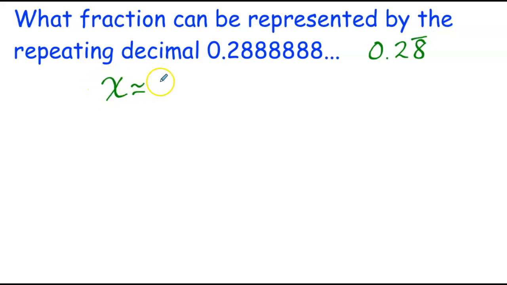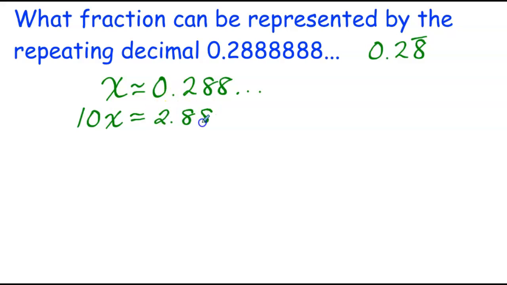So I know x equals 0.28888, etc. Okay? Then what I'm going to do is multiply this x by powers of 10 by moving the decimal point. So I know that 10x then equals the decimal slid once, 2.8888 repeating, etc. Okay? My goal is to get everything after the decimal point to look the same in two expressions.